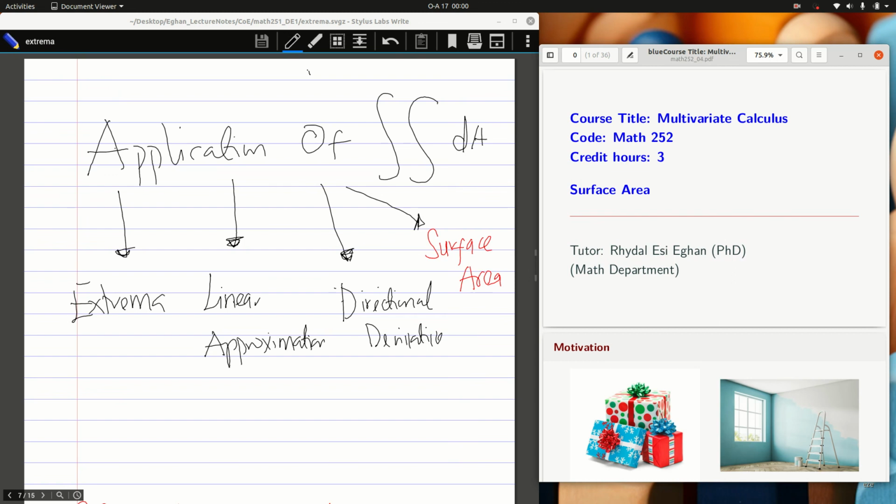Welcome to Journey on Multivariate Calculus, on multiple integrals. So far we've done applications of the double integrals in certain aspects. The first aspect we looked at was the extrema, and then we had the linear approximation and directional derivative. Today we are taking another interesting application: the surface area. I believe surface area should ring a bell, but let's look at a motivation for it.